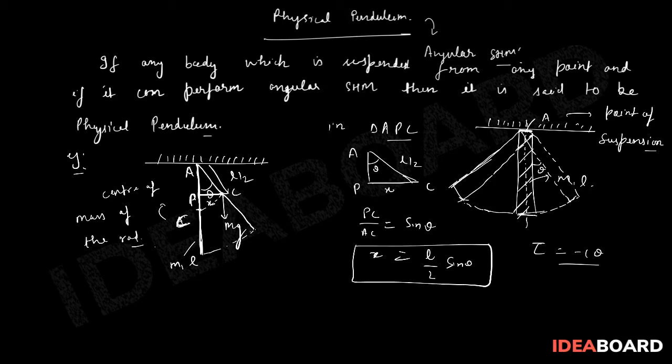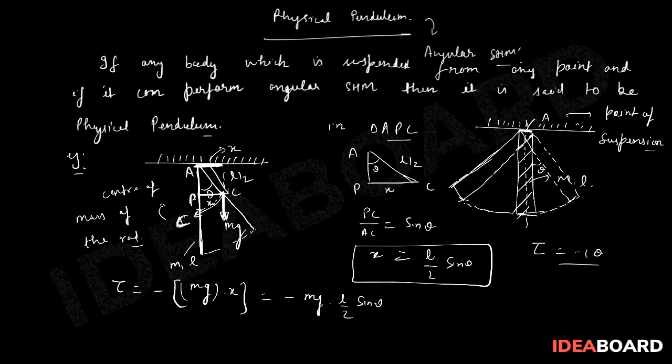Why was I calculating this? Because I know the perpendicular distance x is what we need. So the value of restoring torque will be given as minus mg, which is the force, and obviously it is trying to restore this rod in this direction again. So mg into x, this can be written as minus mg into x, where x is L by 2 sine theta.